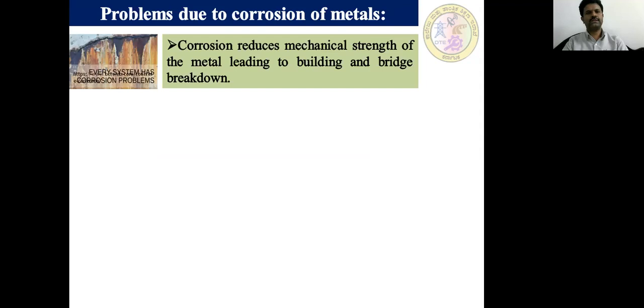Let's go through some of the problems due to corrosion of metals. You can see here every system has corrosion problems. So the corrosion reduces the mechanical strength of the metal. Due to that, a breakdown of buildings and bridges may occur.